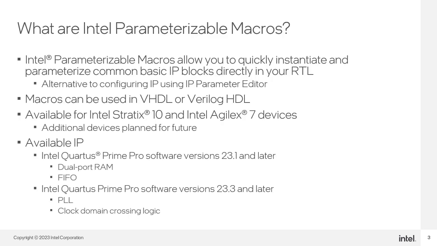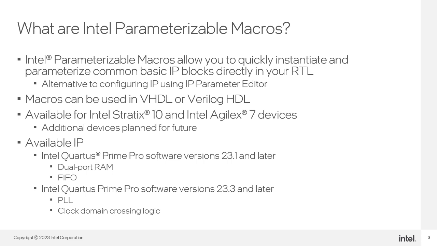To start, what are Intel Parameterizable Macros? Intel Parameterizable Macros are a way to quickly instantiate basic IP blocks directly in your RTL without having to configure IP using the IP parameter editor. The macros can be used in either VHDL or Verilog HDL and are available for both Intel Stratix 10 and Agilex 7 devices, with additional device support planned for the future.